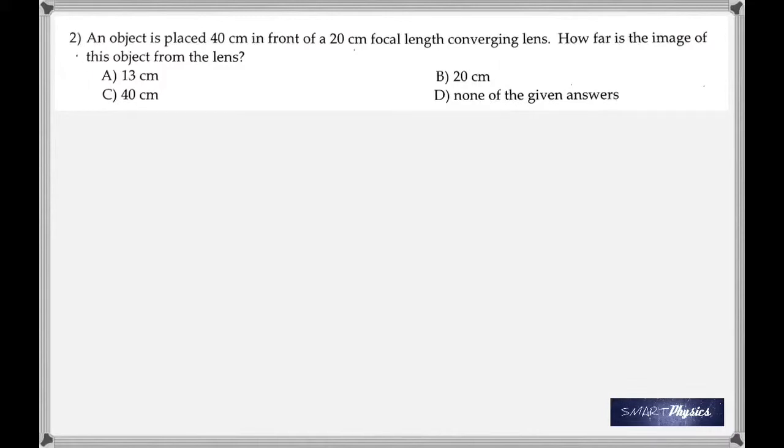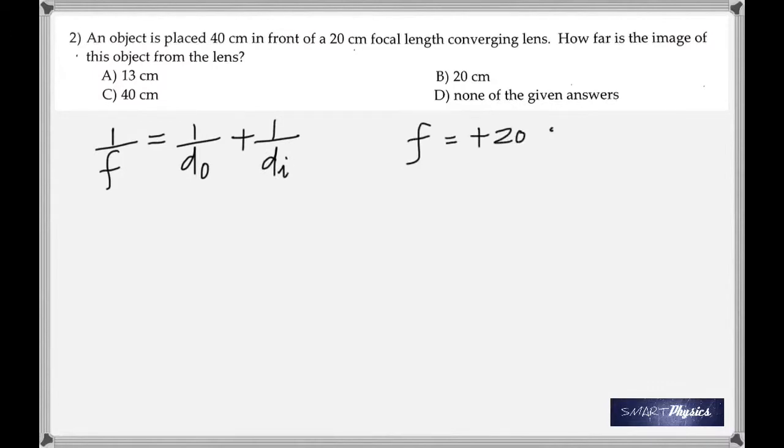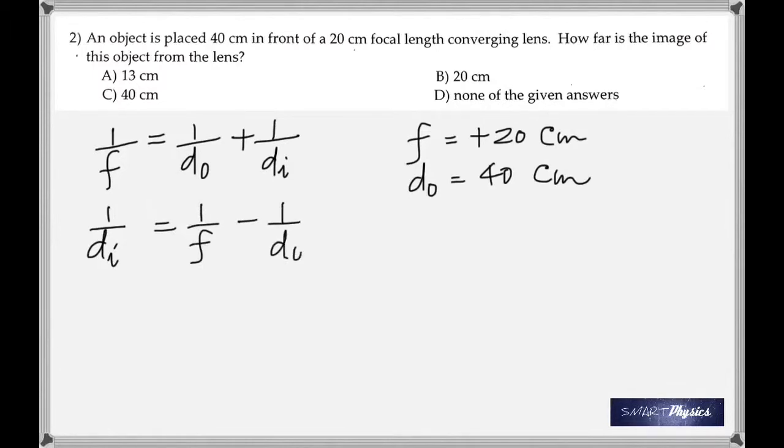In the second one, the object is placed 40 centimeters in front of a 20 centimeter focal length converging lens. How far is the image? Okay, direct question. Again, use 1 by F is 1 by DO plus 1 by DI. And F is positive 20. Why positive? Because it's a converging lens, it has a real focus. DO is given. You've got to find DI.